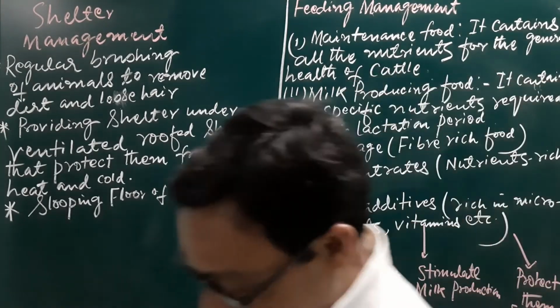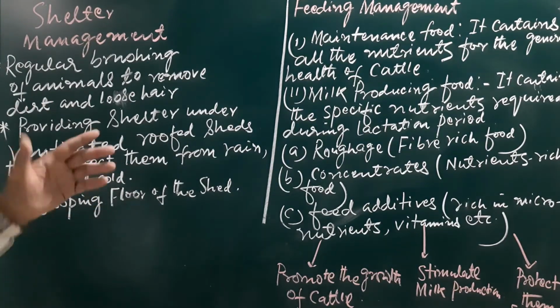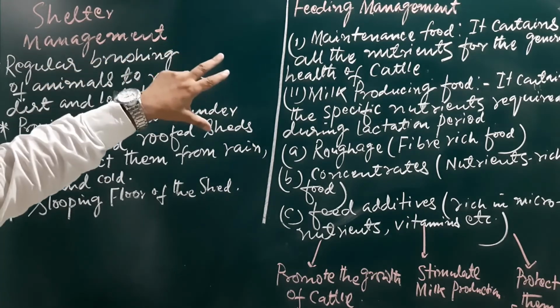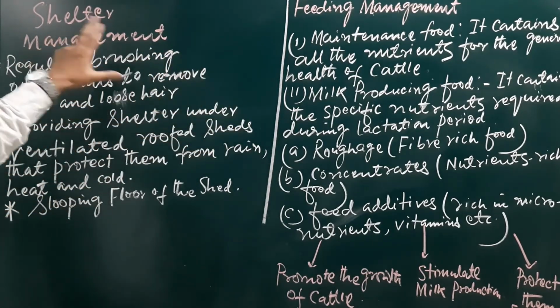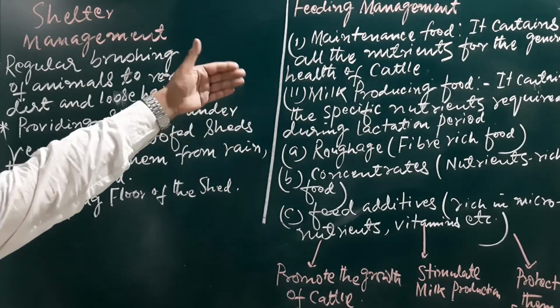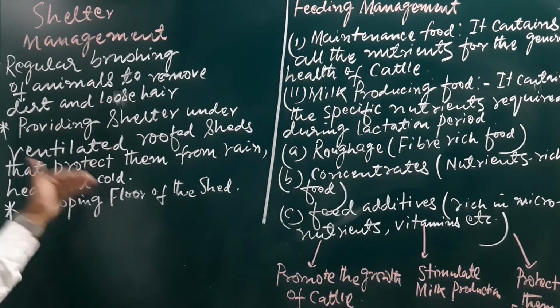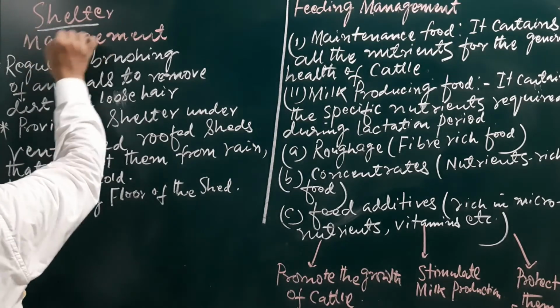The management includes the three different aspects we have seen earlier. The first one has a brief idea here, and the second one, feeding management, has its brief idea here. The third one we will discuss later on. The first one you may see here is shelter management.